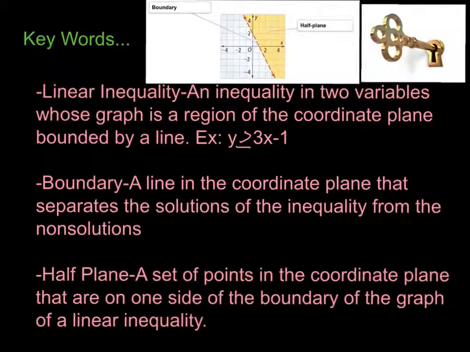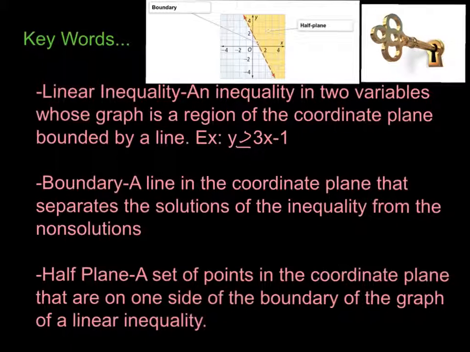Our next word is boundary. A boundary is a line in the coordinate plane that separates the solutions of the inequality from the non-solutions. The boundary will be dotted if the inequality is greater than or less than, and it will be a solid line if the inequality is greater than or equal to, or less than or equal to.